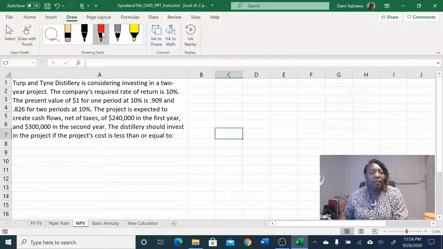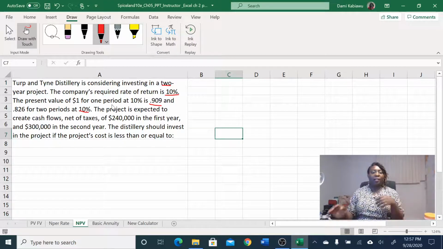Turpentine Distillery is considering investing in a 2-year project. So 2 years. The company's required rate of return is 10%. That's the discount rate. Present value of $1 for one period at 10% is 0.909, and 0.826 for 2 periods at 10%.